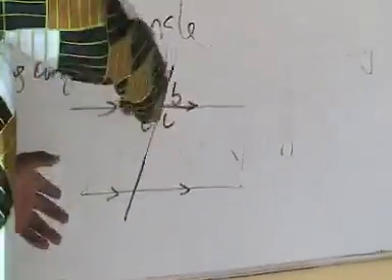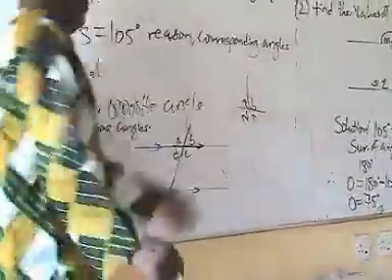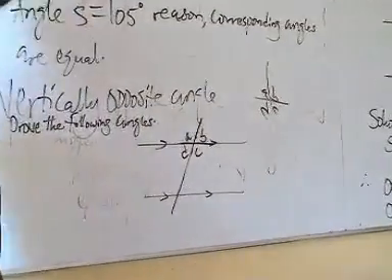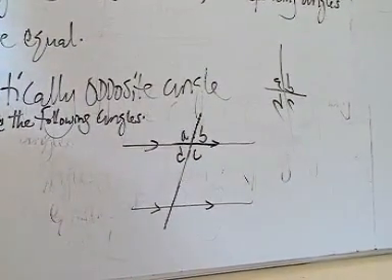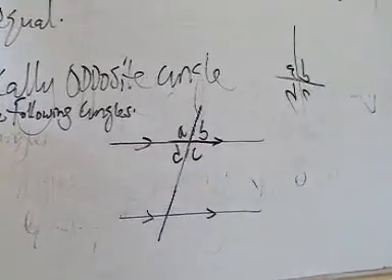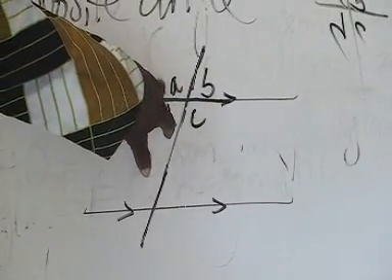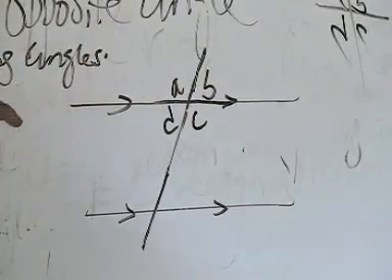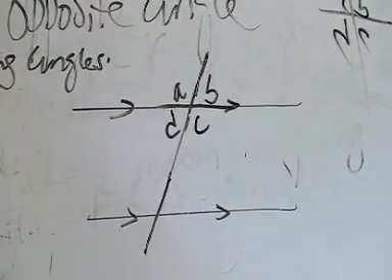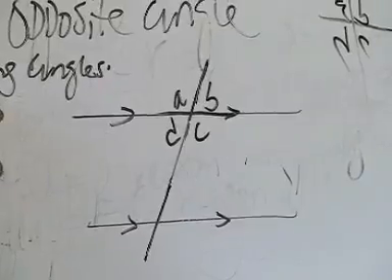B is vertically opposite like this. We have B here, we have D here, we have A here, and we have C here. Look at it. Vertically opposite angles, they are equal. If I give you angle A, you can easily get angle B using the same principle we have been using all this while.